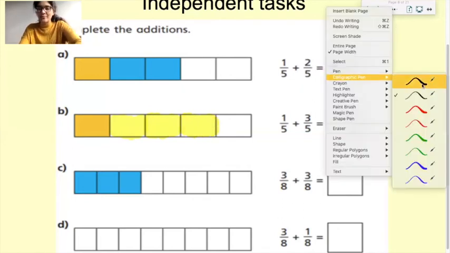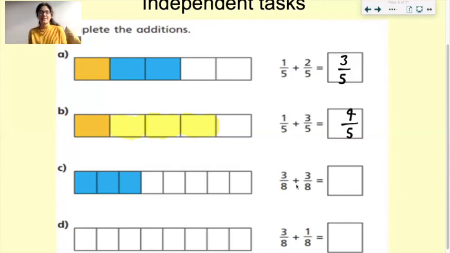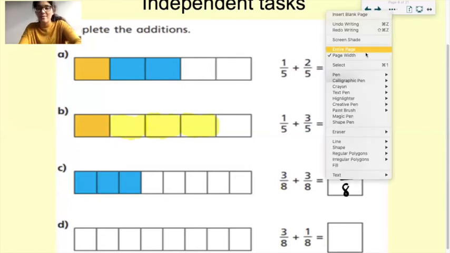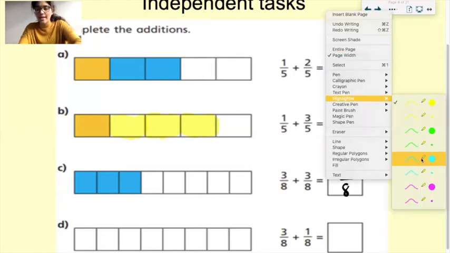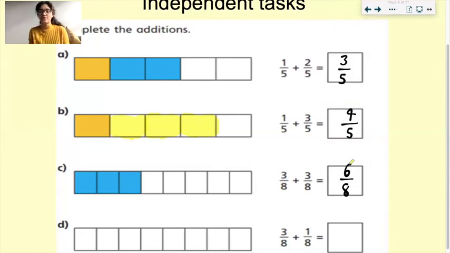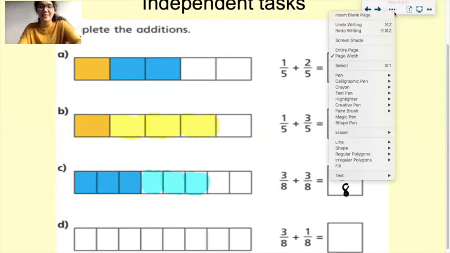Let's continue. 3/8 plus 3/8 is equal to 6/8. Well done. And I'm going to do the same thing here, where I'm going to show that in my diagram. So how many do I have to shade in? 6 altogether. So that's 1, 2, 3, 4, 5, 6. So that's 6/8 highlighted there for you.